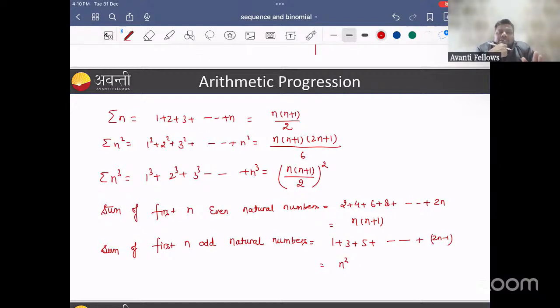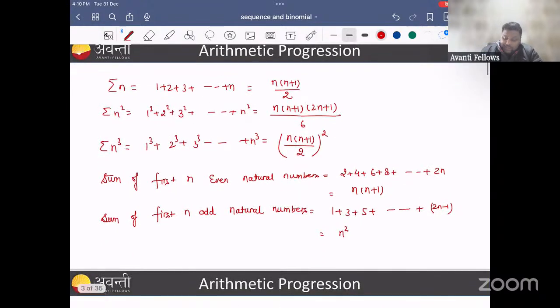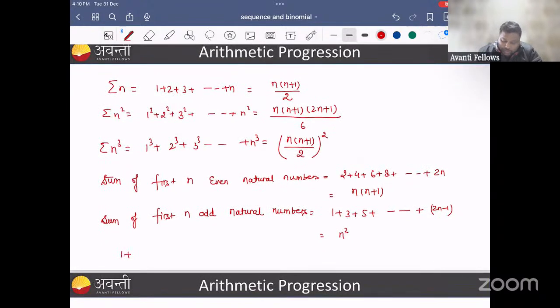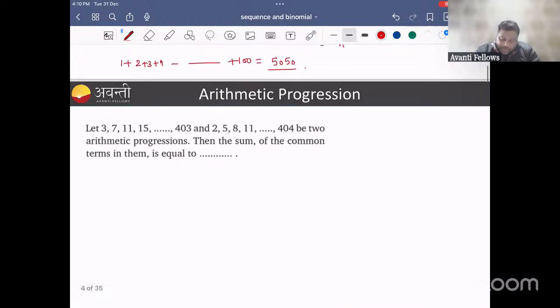Now you have the sum of n terms of an AP, the nth term of an AP, the sum of the first n natural numbers, the sum of the squares of the first n natural numbers, the sum of the cubes of the first n natural numbers, the sum of the first n even natural numbers, and the sum of the first n odd natural numbers. One more thing that we can remember to be very quick: 1 plus 2 plus 3 plus 4 up to 100, the sum is 5050. Got it? Now try this question.